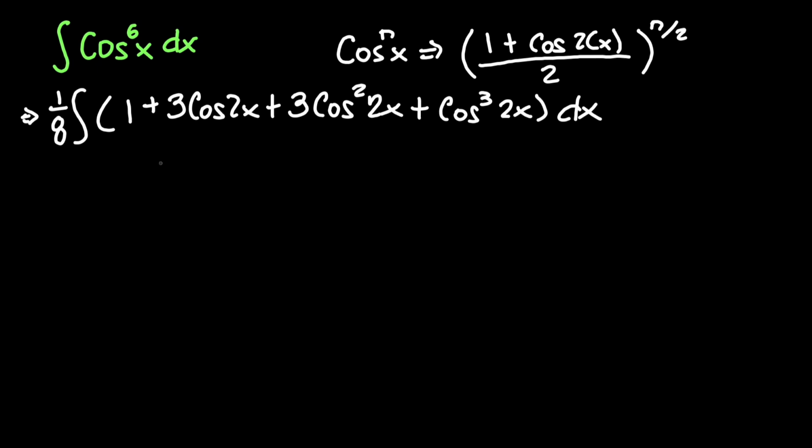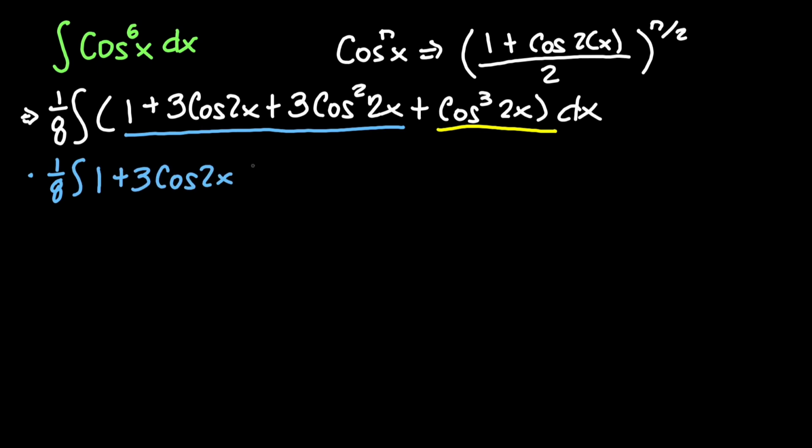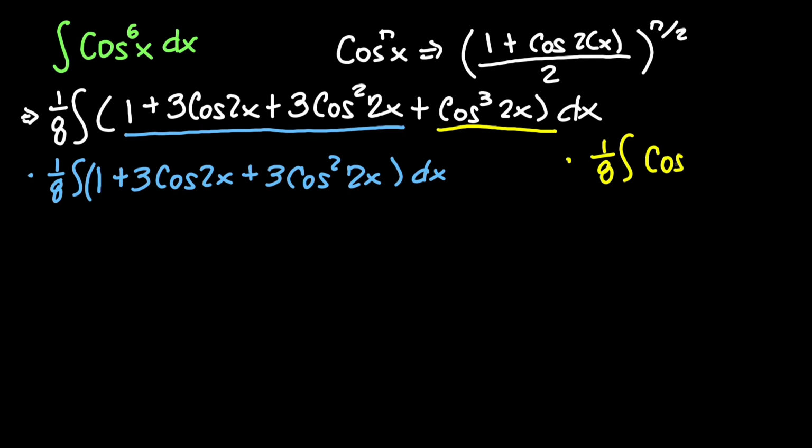Now that we have this expression, let us split this into two parts first for simplification. This would be the first part and this would be the second part. Let me just rewrite the first part. It would be 1/8 integral of 1 plus 3 cosine 2x plus 3 cosine squared of 2x dx. And the second part would be 1/8 integral of cosine cubed of 2x dx.